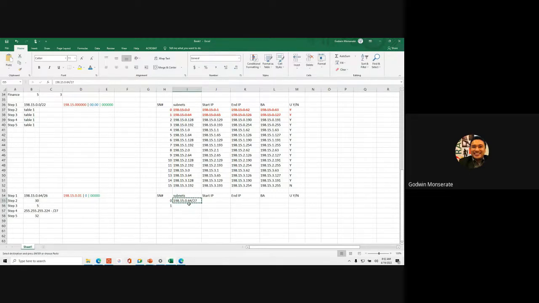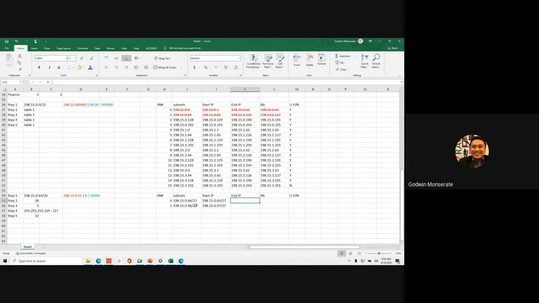Increment kita by 32. So what will be the next? Klaro kayo nga 96. Nakasabot kita? Klaro ba? Yes, sir. So 64 plus 1, 96 plus 1. This one will be 65. This one will be 97. What would be the end IP?